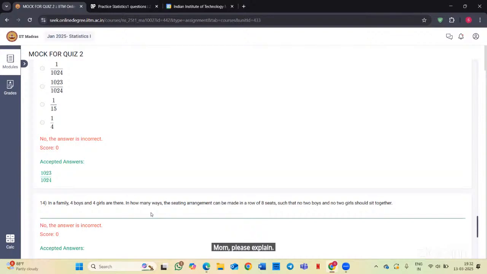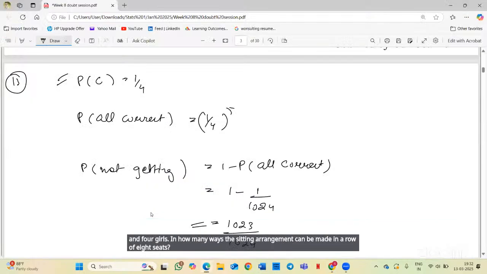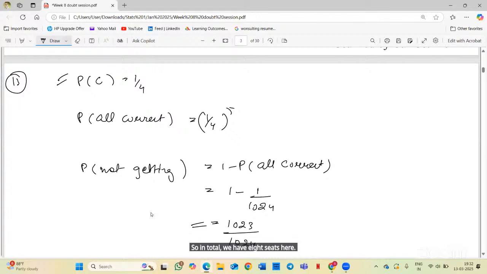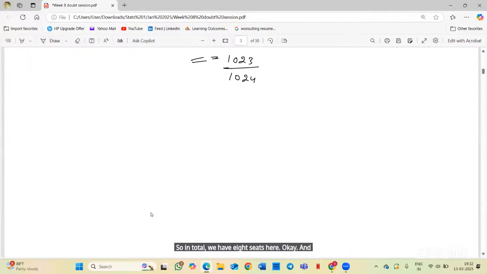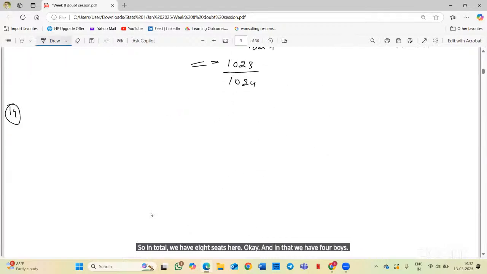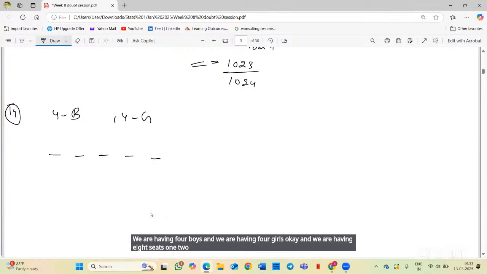Okay. So in a family, there are 4 boys and 4 girls. In how many ways can the sitting arrangement be made in a row of 8 seats? So in total, we have 8 seats here, 1, 2, 3, 4, 5, 6, 7, 8. We have 4 boys and 4 girls. And the condition is that no 2 boys and no 2 girls should sit together.